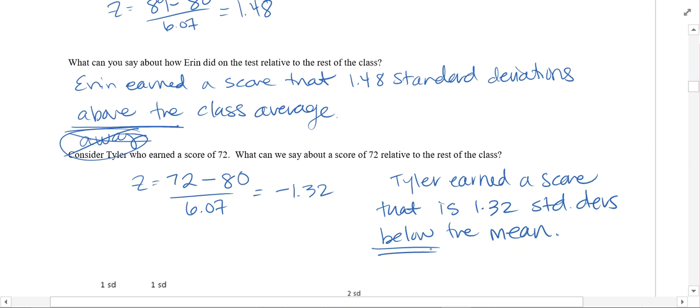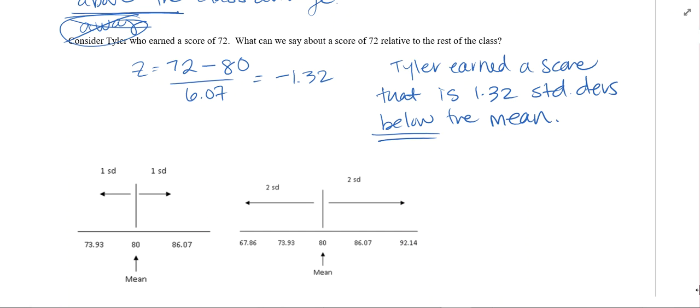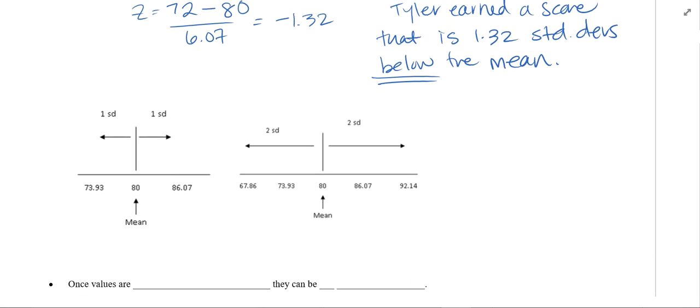Okay, notice that I just left 1.32 as positive, but then I used the direction for below. So it's 1.3 standard deviations below the mean. So just visually you can see, we're going to start to talk about how spread out things are. So 1 standard deviation on either side versus 2 standard deviations on either side.